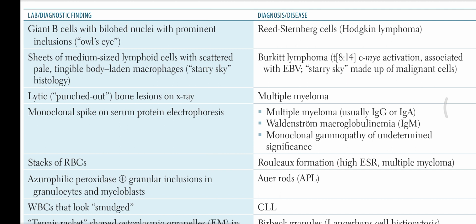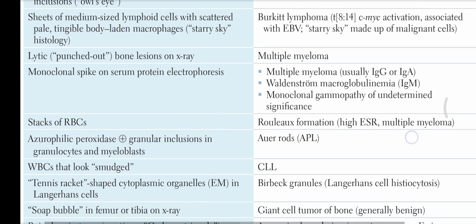Lytic or punched-out bone lesions on X-ray, that is multiple myeloma.